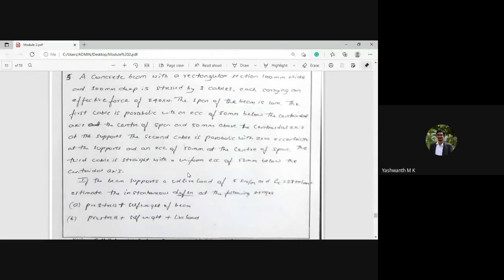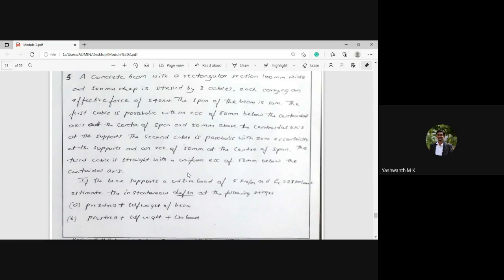Welcome back to the next session of the Design of Pre-Stressed Concrete Elements course. In the last session, we were calculating the deflection of pre-stressed concrete members. That is, we were working out problems on deflection of pre-stressed concrete members.